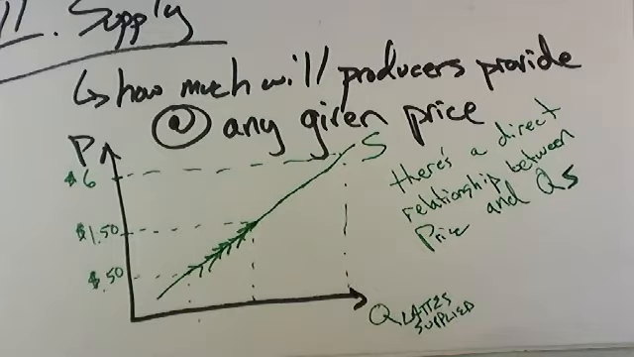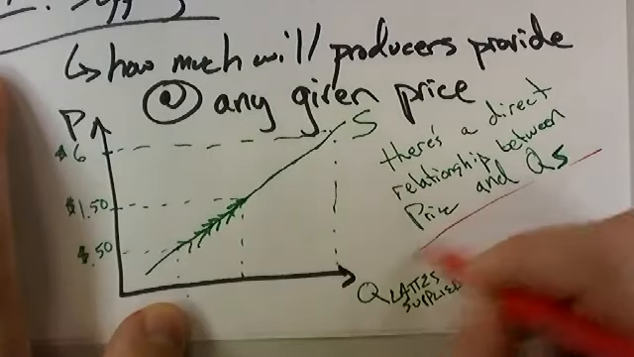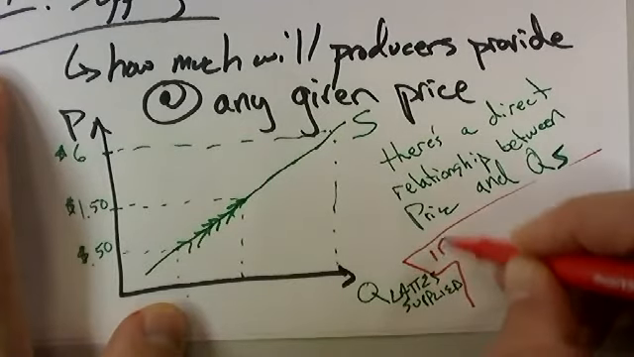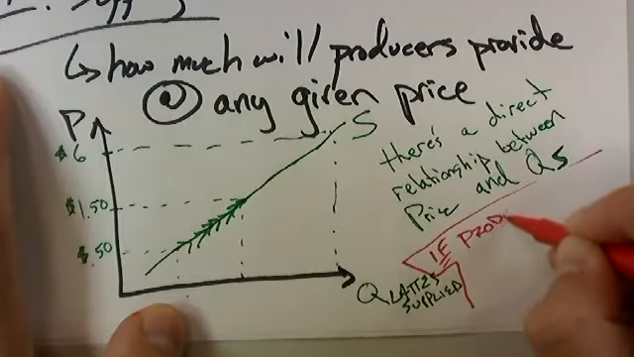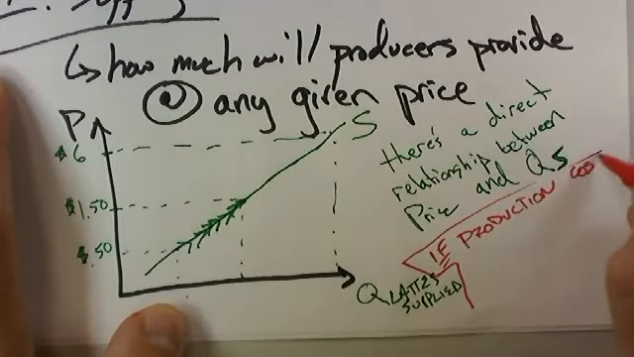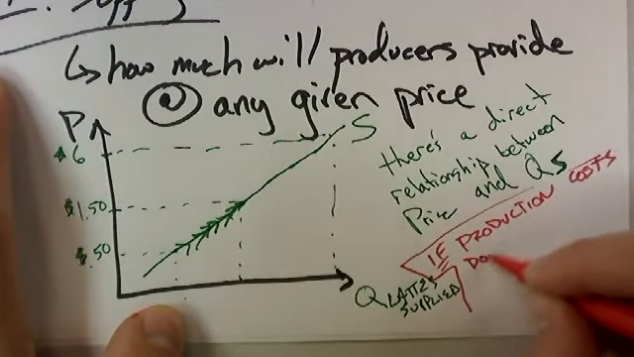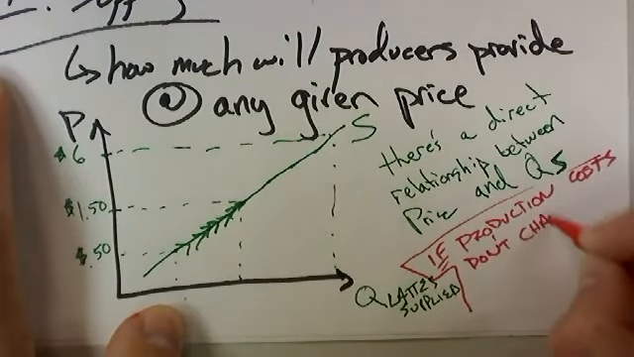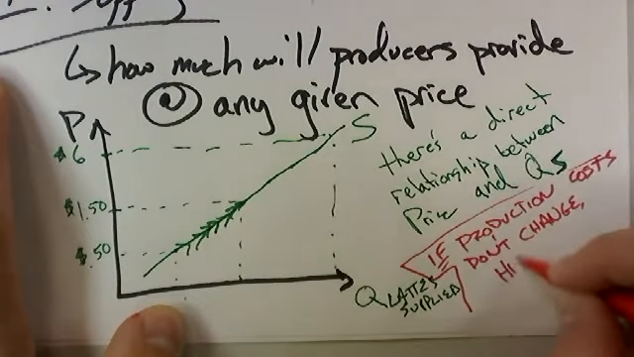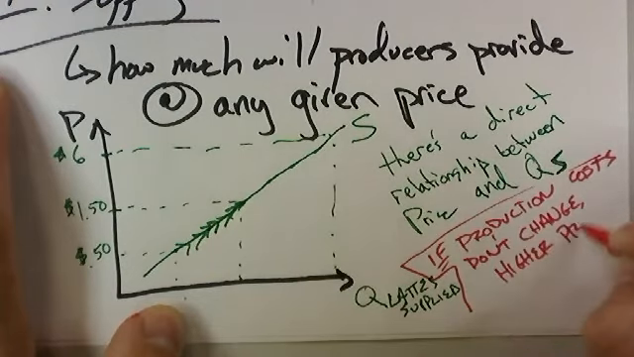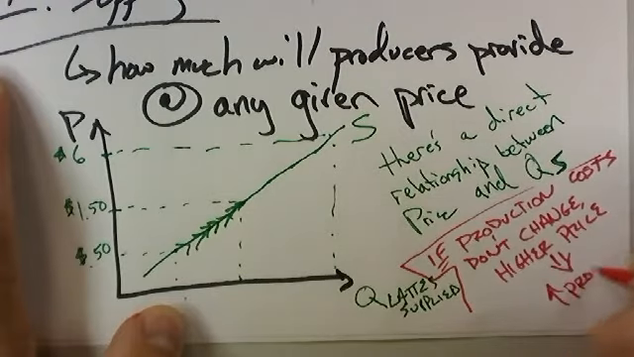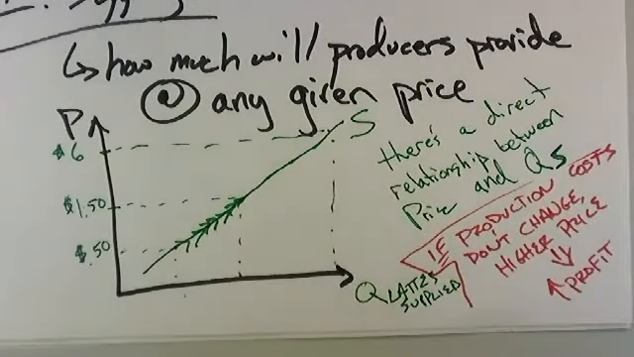Now, why is this? Well, if the production costs stay the same, if production costs don't change, higher price means greater profit, right? So why wouldn't you? So there's going to be greater production.